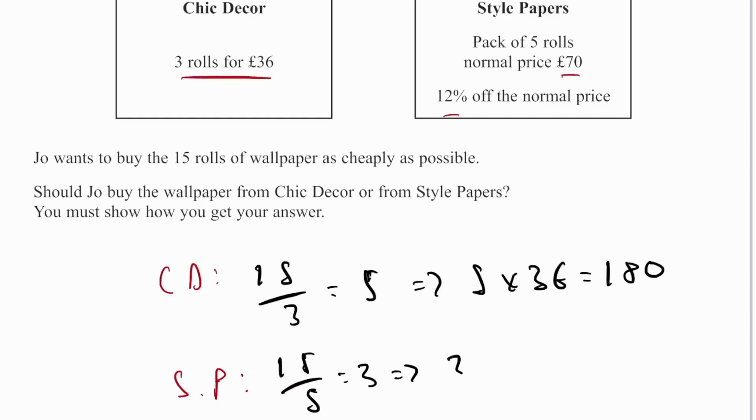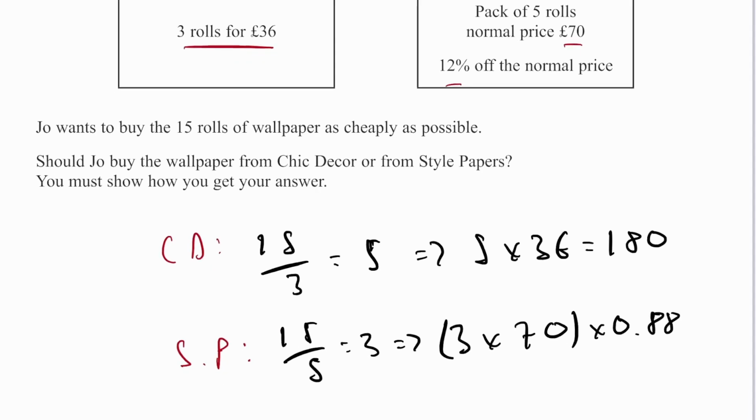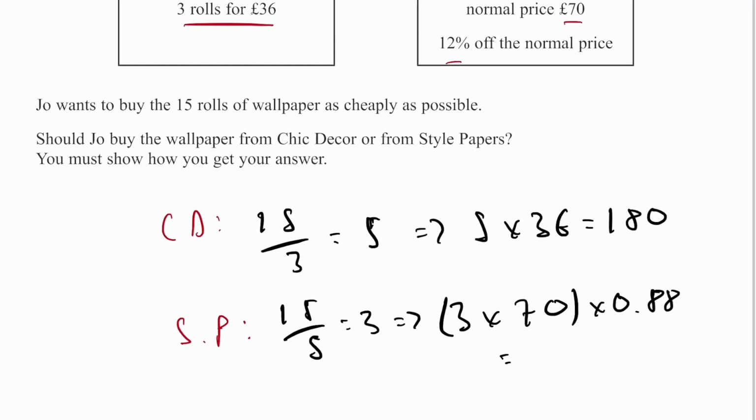And then you do 3 multiplied by the price of 70, but you get 12% off. So the multiplier for this will be times 0.88, okay? Because that's the multiplier. If you got 12% discount, you pay 88% of the normal price. So this should come out as £184 and 80 pence. Okay, so you can clearly see then Chic Decor is cheaper, and that's what you'd put.